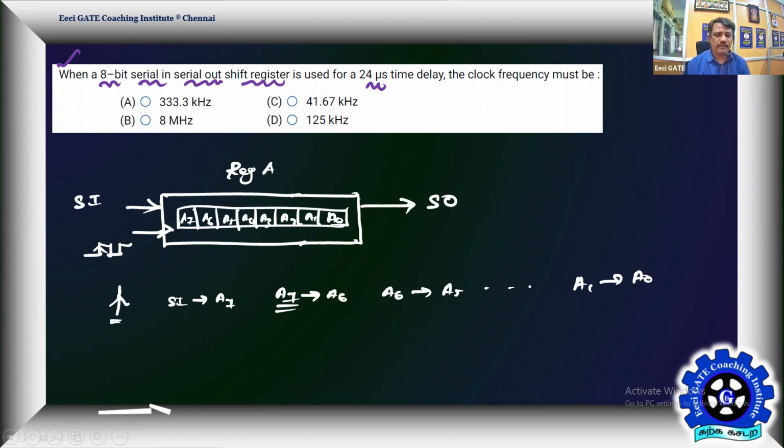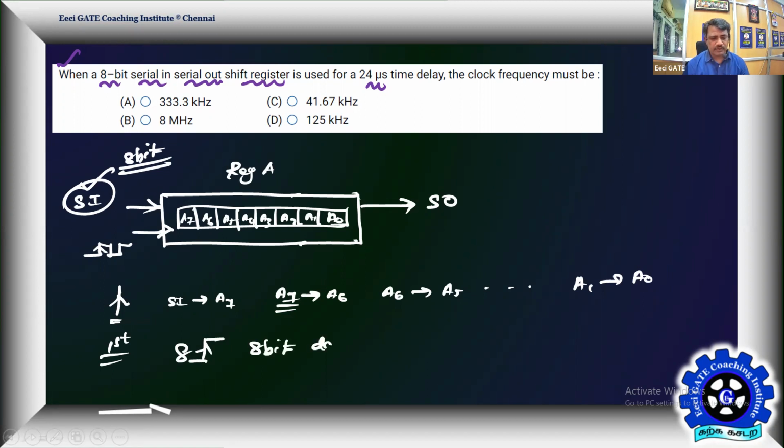Yes, what is the question now? There must be a delay of 24 microseconds that we want. So that means the first input is available at the first clock, meaning you are feeding the first serial input data to A7. Then how many bits? 8-bit data. So how many clocks are needed to load your 8-bit data? You need 8 clock edges to load 8-bit data to the register.